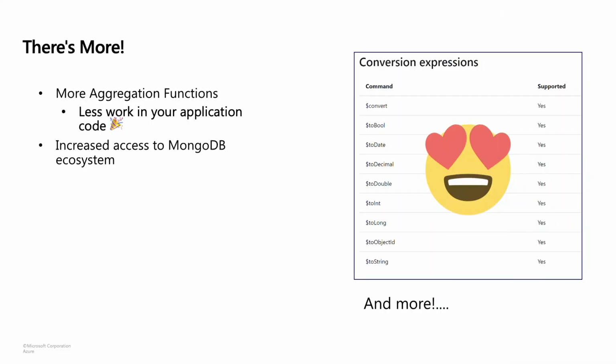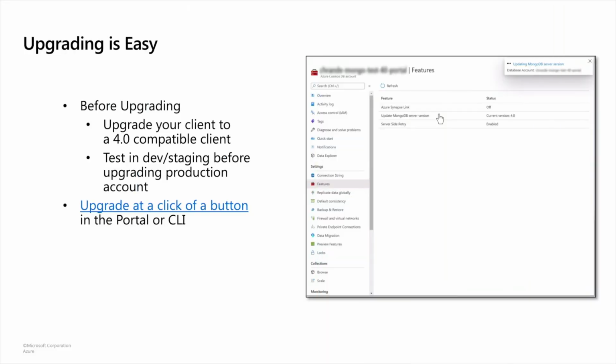And with the 4 release, there's more. There's more aggregation functions that will allow you to do less work in your application code and allow you to take advantage of. And lastly, there's increased access to the MongoDB ecosystem, meaning that you'll have access to a whole host of tools that require 4.0 in order to be used. So back to the topic of upgrading. Upgrading is super, super simple to do in Azure Cosmos DB. You simply go to the portal and you click this button.